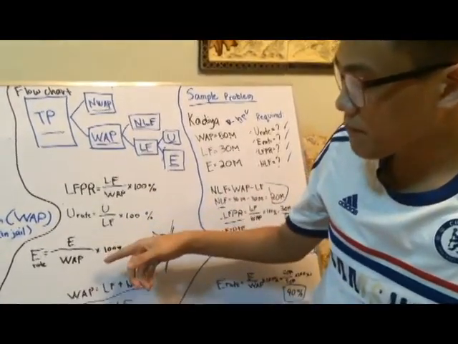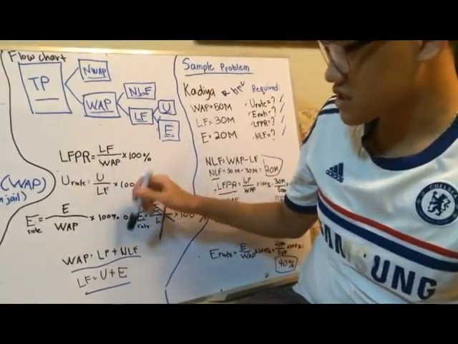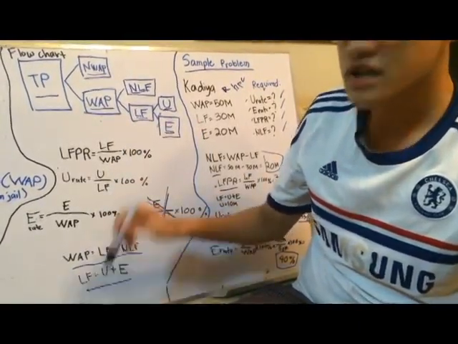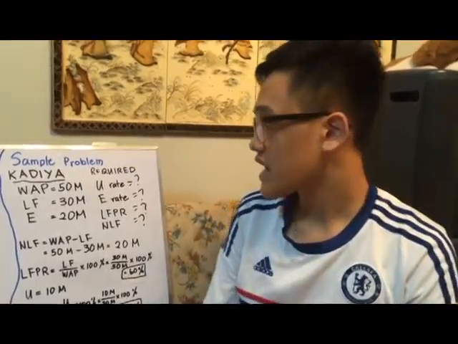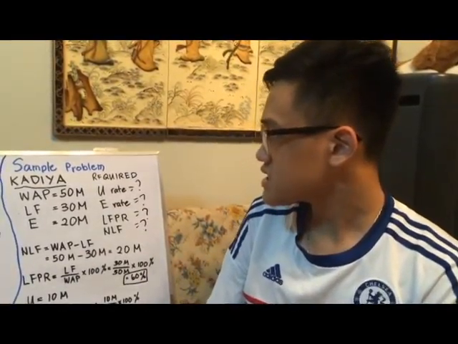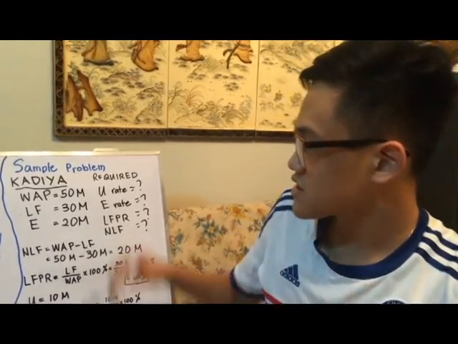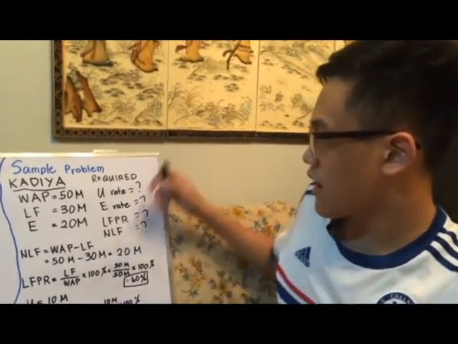And lastly, we have WAP equals labor force plus non-labor force, and the labor force is equal to the sum of the unemployed and employed. To further enhance our knowledge, we have a sample problem. Let's say a hypothetical country, Kadia, we have these values. We have the WAP, labor force, and E, and we have this required.